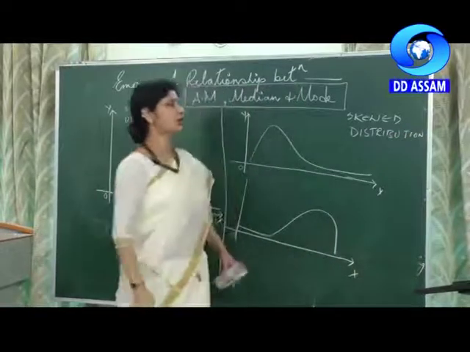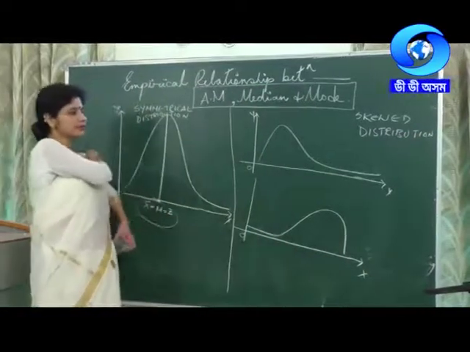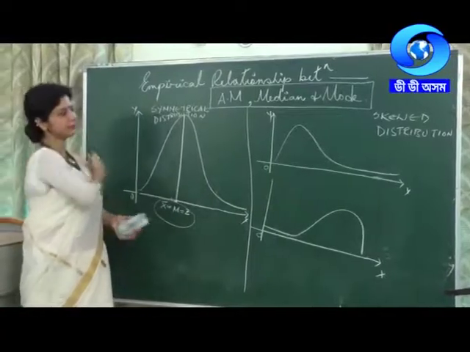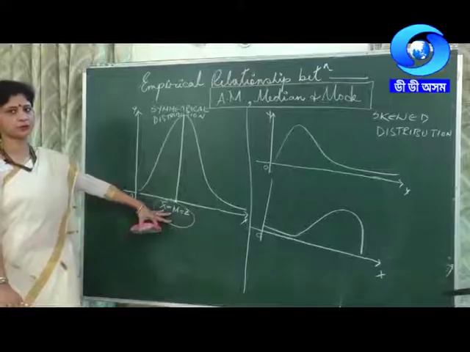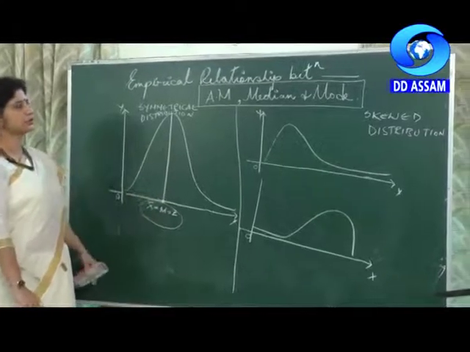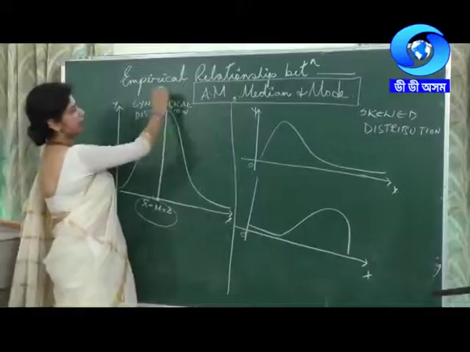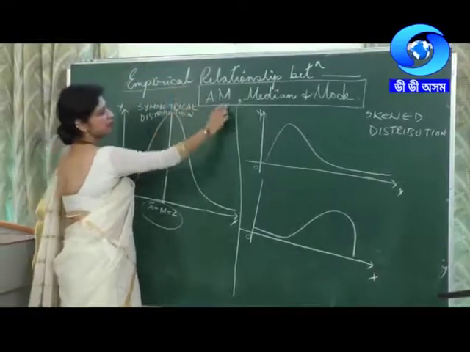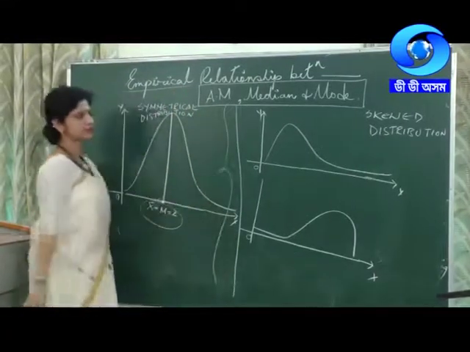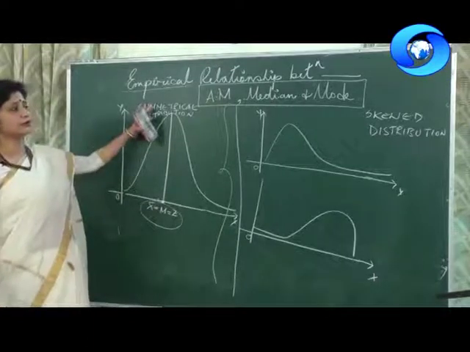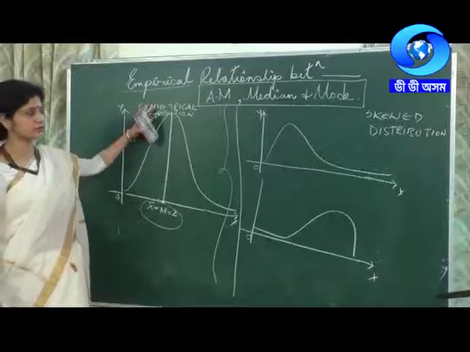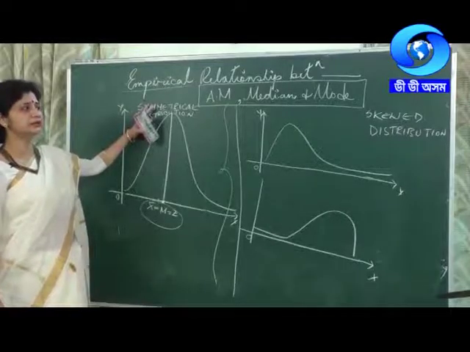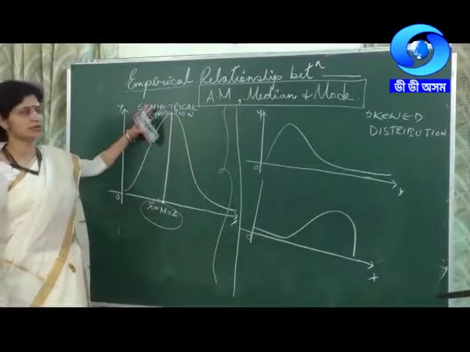In case of skewed or asymmetrical distribution, this relation will not hold. And what we are going to learn here is the empirical relationship for such kind of distributions. All right, that is for a moderately asymmetrical or skewed distribution. What will be the relationship between mean, median and mode?